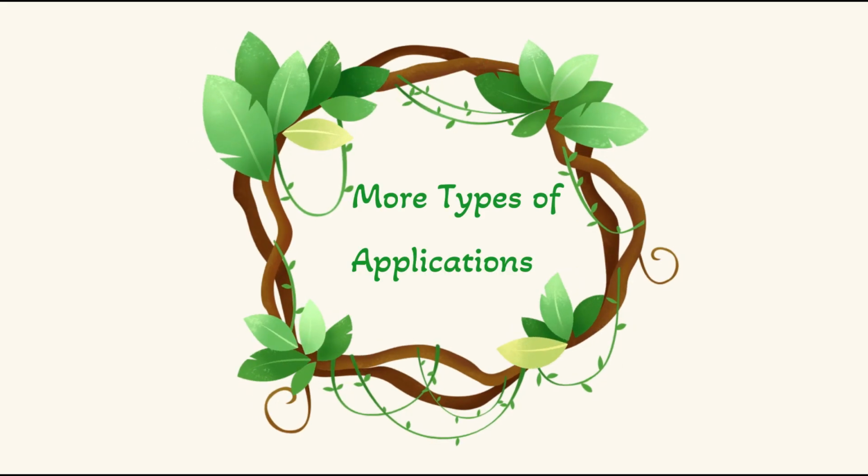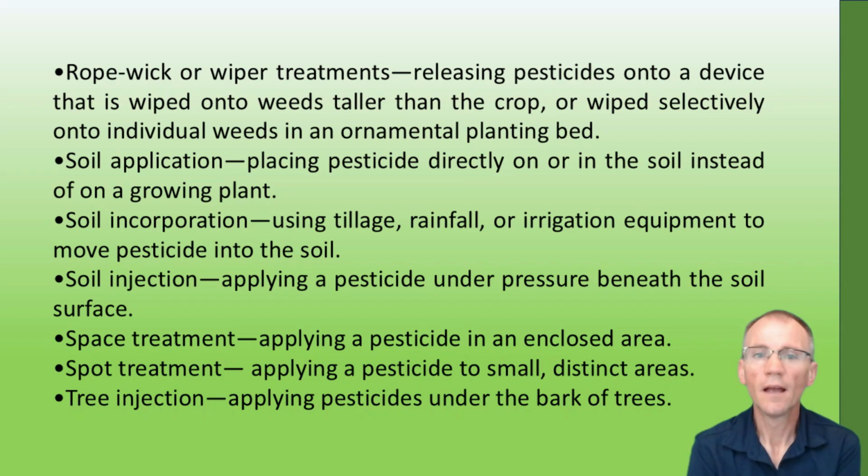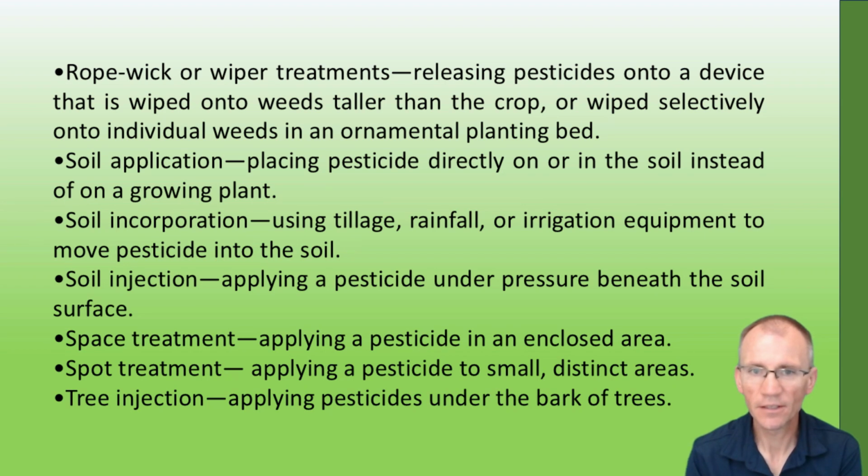Let's look at more types of applications. As we look at more types of applications, we're going to have rope wick or wiper treatments. This is going to be releasing pesticides onto a device that is wiped onto weeds taller than the crop, or wiped selectively onto individual weeds in an ornamental planting bed.